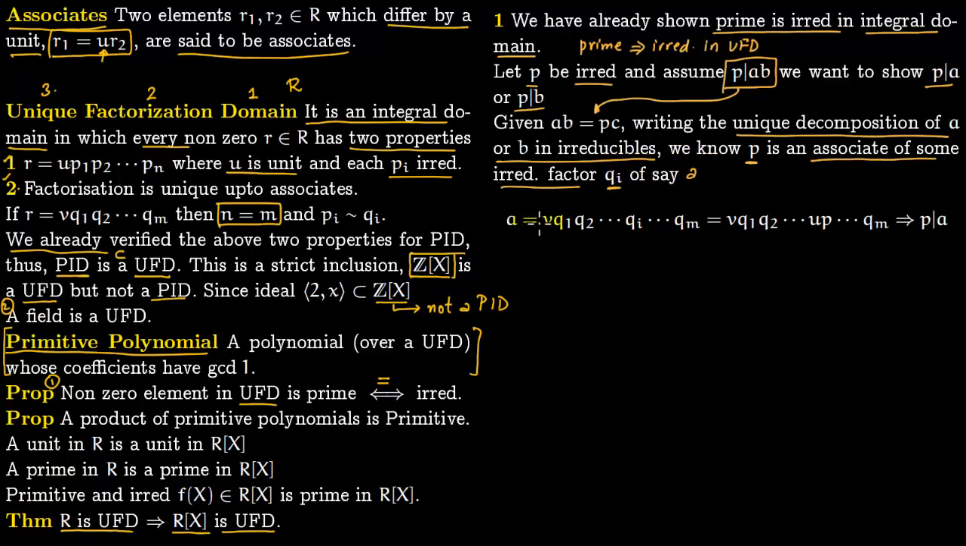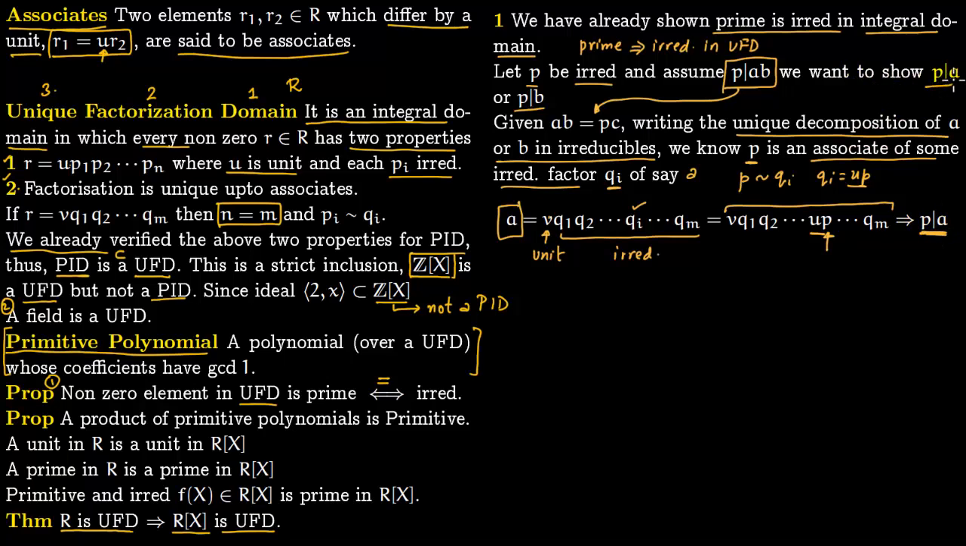So that is A, say, decomposes as V, a unit, and then Q1, Q2, all the way to Qi, to Qm, and all these are irreducible. And we are saying that say P is an associate of some Qi, so you can write Qi as U times P. So instead of Qi you plug in UP right here. Everything else you copy the same. So A is now equal to this entire factor, and you can see P is living right here. So P divides A, and that's what we wanted to show.